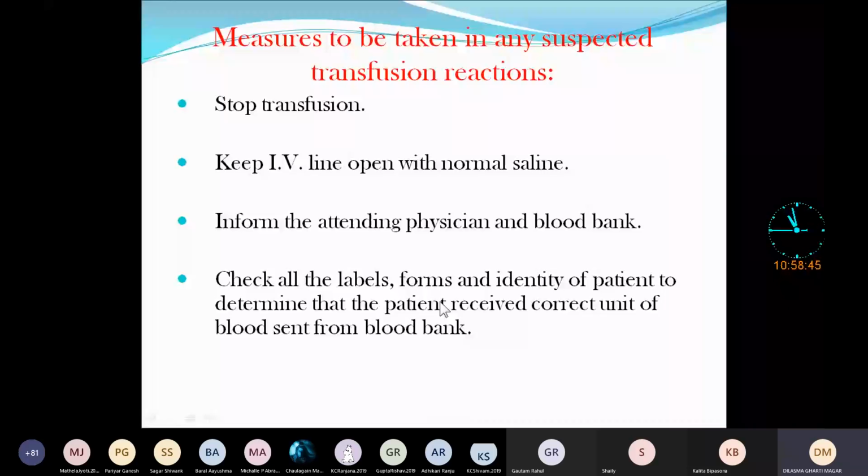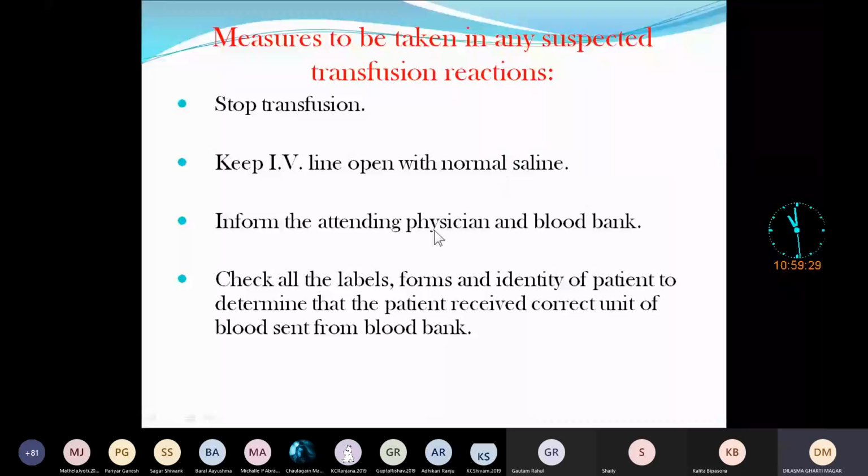Whenever there is any suspected transfusion reaction, suppose the patient is telling you I'm having fever, or you see flushing of the face or redness in the neck or face, or the patient says I'm having chills, or even sometimes irritation or redness at the site of the needle prick, immediately this transfusion should be stopped. Understood here? Stop the transfusion, and keep the IV line open with normal saline.